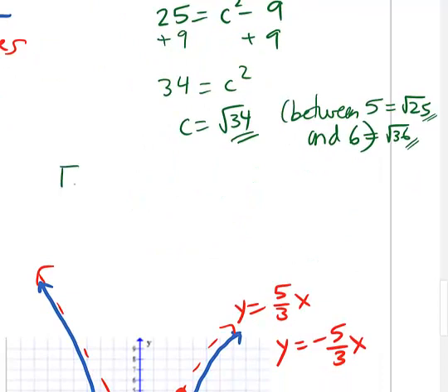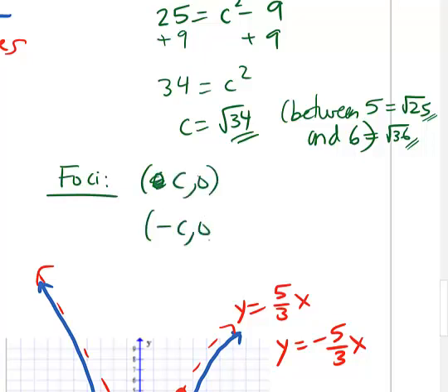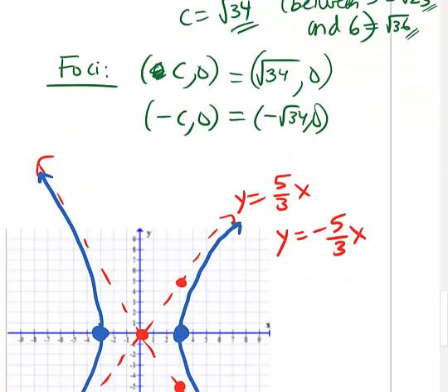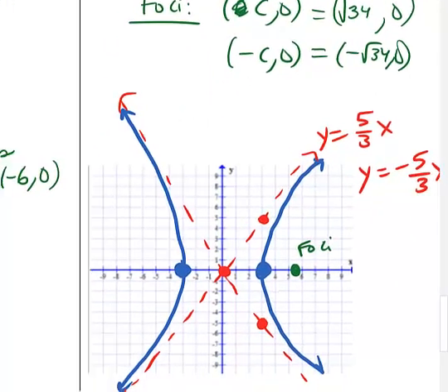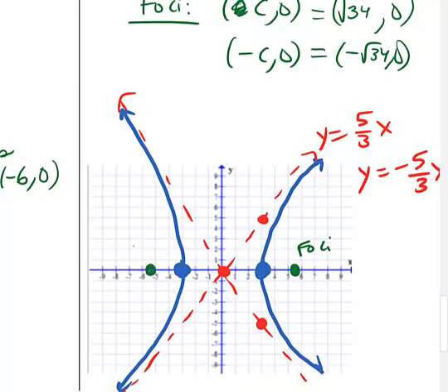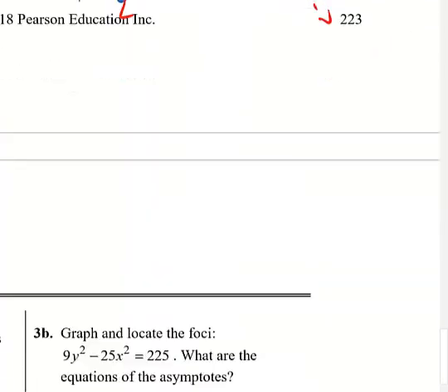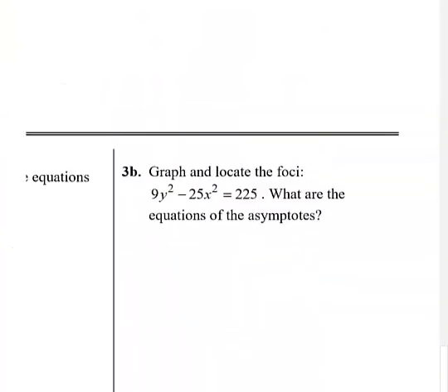That means the foci are going to be located at (c, 0) and (negative c, 0). So (square root of 34, 0) and (negative square root of 34, 0). And we said that's located somewhere between 5 and 6. So somewhere around here maybe is one focus, and the other is at the negative value, somewhere between negative 5 and negative 6. There, that looks good. Okay, now let's try these ones.